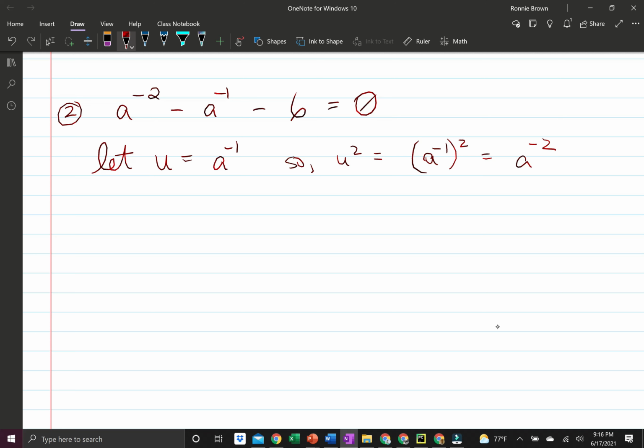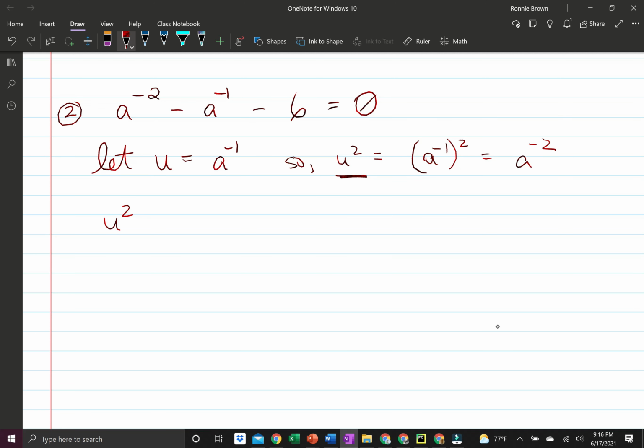So let's go ahead and make our substitution. So instead of writing a to the negative second, we're going to write u to the second. Instead of writing a to the negative first, we're just going to write this u here. And then minus 6 equals 0. This is much better now. Now it's just a quadratic equation that we can deal with. And again, here I'm going to just go ahead and solve this by factoring.